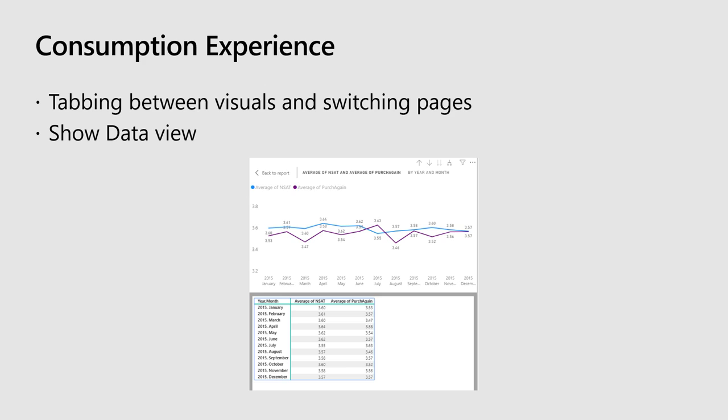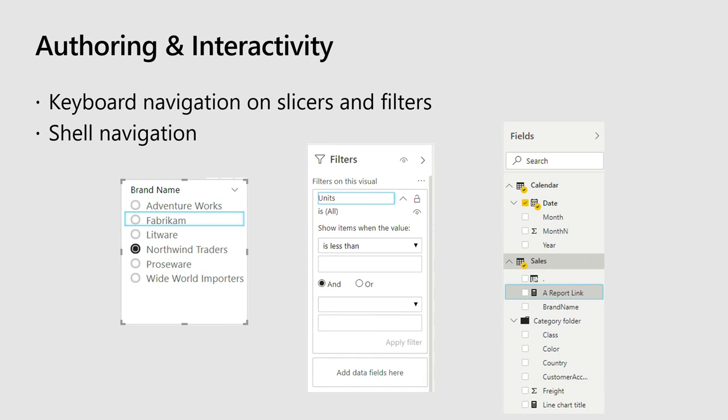After that, we started to tackle some of the authoring and interactivity experiences. So the two photos on the left show our keyboard navigation on slicers and filters. They're also high contrast. You can put them in a high contrast mode. They work with screen readers, and the little blue boxes around them show focus as to where you are.